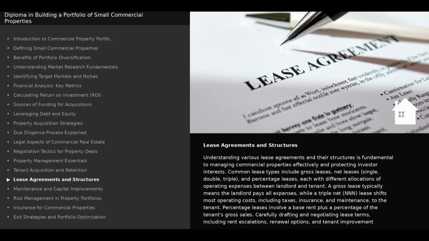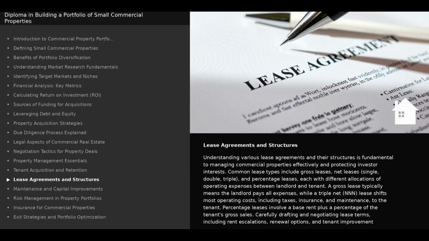Lease agreements and structures. Understanding various lease agreements and their structures is fundamental to managing commercial properties effectively and protecting investor interests. Common lease types include gross leases, net leases, single, double, triple, and percentage leases, each with different allocations of operating expenses between landlord and tenant. A gross lease typically means the landlord pays all expenses, while a triple net NNN lease shifts most operating costs, including taxes, insurance, and maintenance, to the tenant.